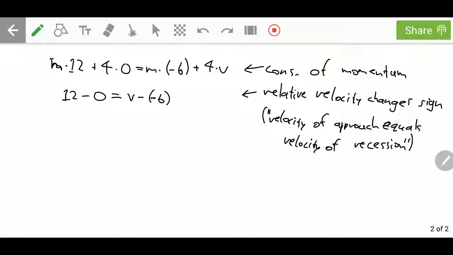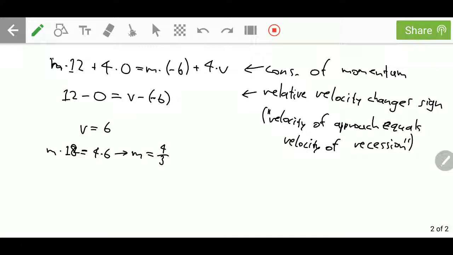Now from this, we can immediately see that v has to equal 6, and then we can compute m. We can move the m times -6 to the other side, so it will be m times 18 equals 4 times 6. And then we will get m equals 24 over 18, which is 4/3.